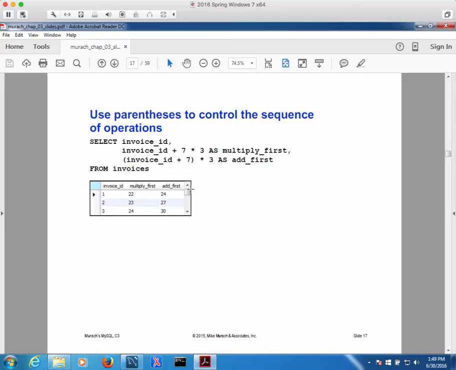So you can see, in the query we have here on slide 17, the second line doesn't have enough parentheses for you to know which is going to be done first, but the third line does.